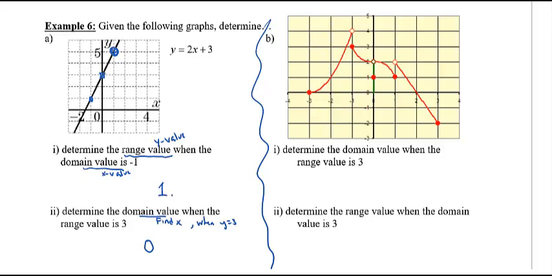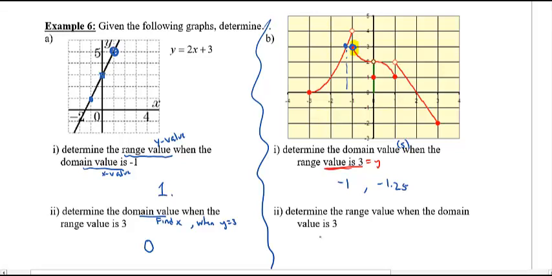Domain value when the range value is 3. When y equals 3. Where's y equals 3? Right here. So there's a value. I should probably do it blue. There's a value, -1. There's another value here. Oh, what's that? Maybe, I don't know, -1.25. So there could be actually more than one value. In this case, there are 2.